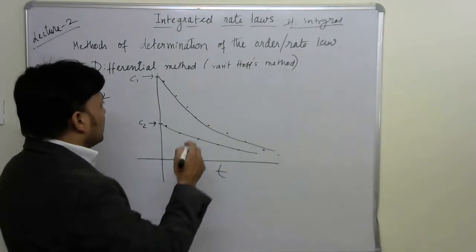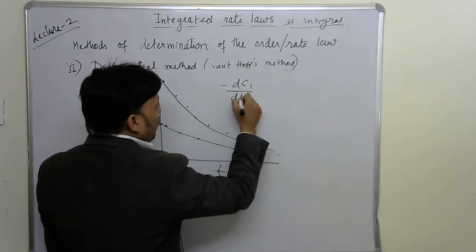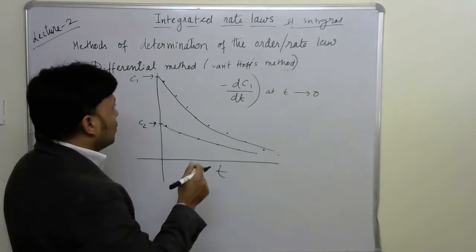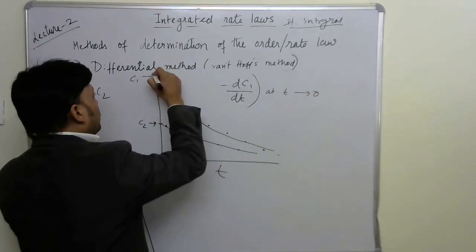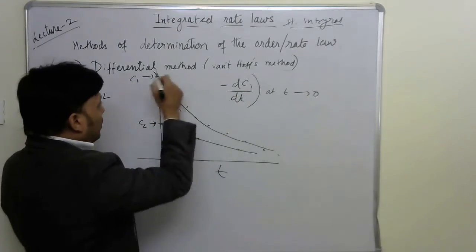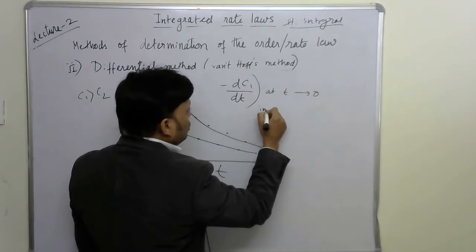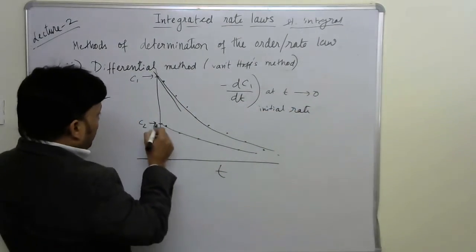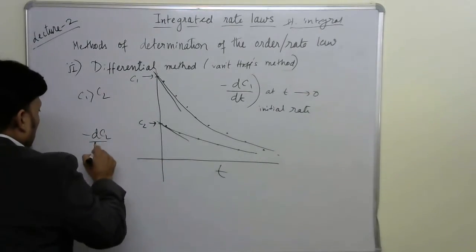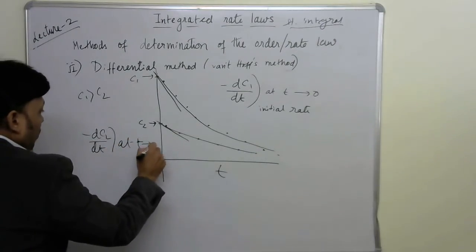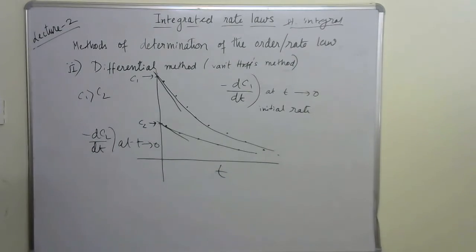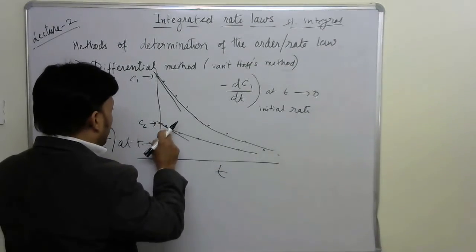Now, this derivative, minus dC1/dt, is only meaningful when t tends to 0. When t tends to 0, the slope is at this point, and we can draw this straight line. This is basically minus dC1/dt when t tends to 0, and therefore this minus dC1/dt is the initial rate. For this other one, at the very beginning when t tends to 0, if we draw the slope, that is minus dC2/dt, the negative slope at t tends to 0 is flatter than this slope. Therefore the initial rate of this one is slower than this one.